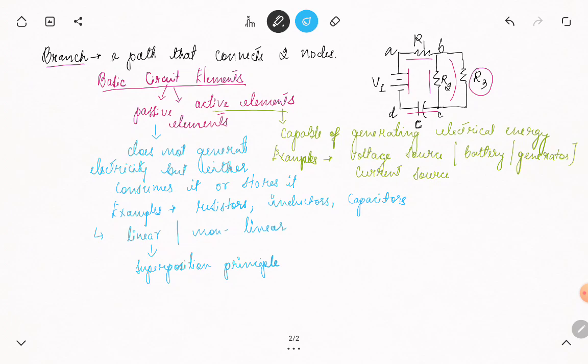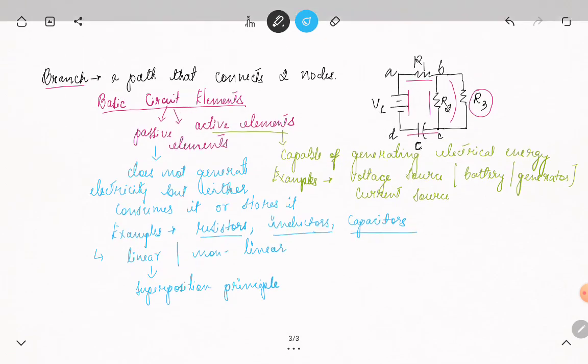So let us describe each of them. Let us rewind these basic things that you have already studied in your previous semester. Passive circuit elements: we will consider these three passive circuit elements again. Resistors. The symbol is of course this one.